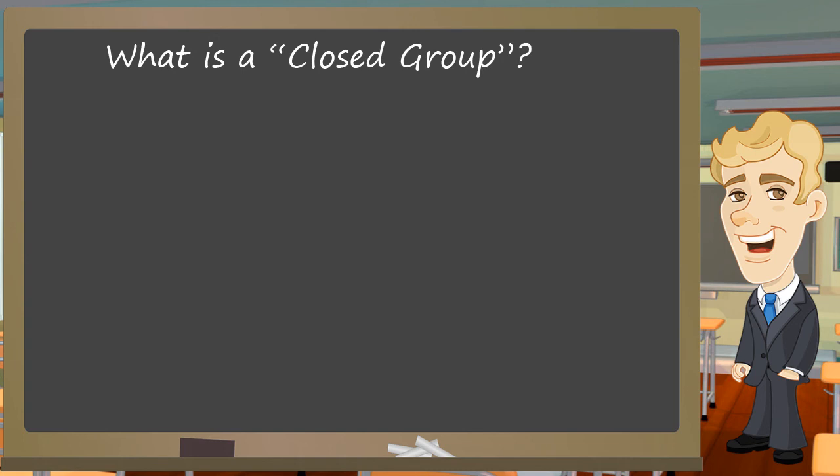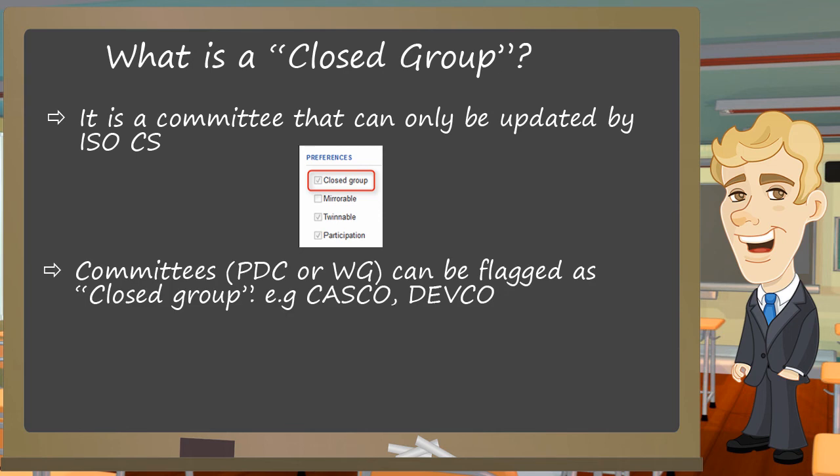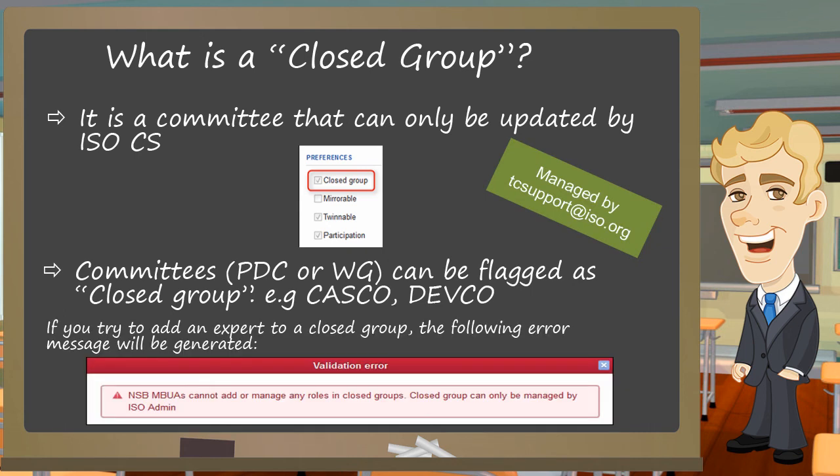What is a closed group? It is a committee that can only be updated by ISO/CS. Example of closed group are CASCO or DEVCO committees. All roles of closed groups are managed by ISO/CS. If you try to add an expert to a closed group, you will receive an error message.